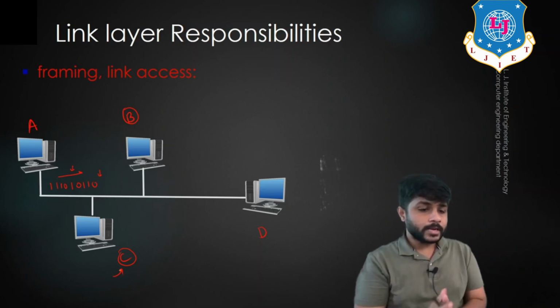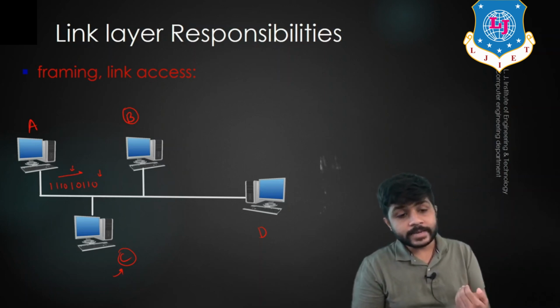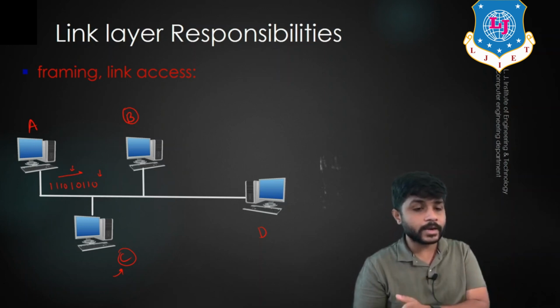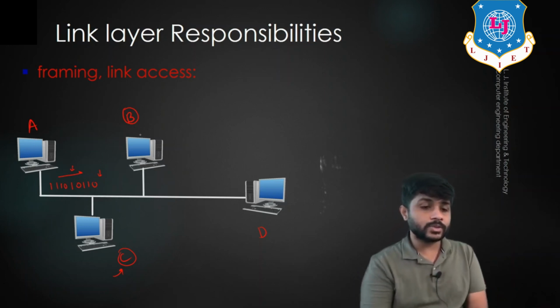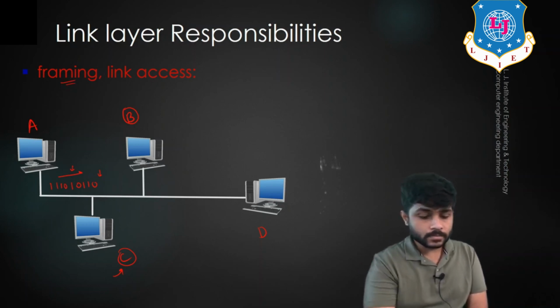So what I'm trying to say is, when device A is sending any frame, before sending the frame it will add some extra data using which the receiver will be able to know that this is the start of the frame and this is the end of the frame, and that is known as framing. We are going to discuss different framing methods when we discuss this topic in detail.